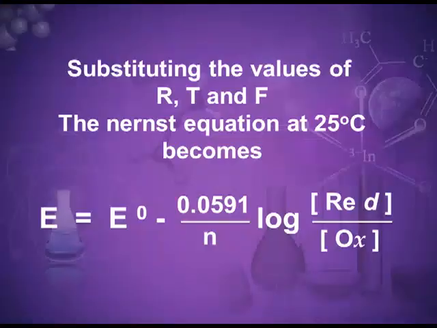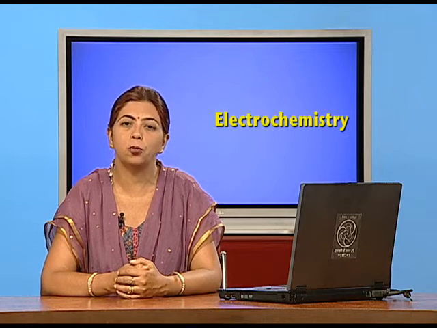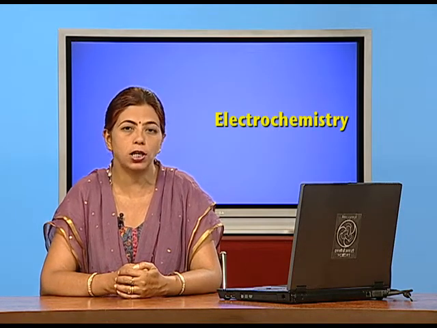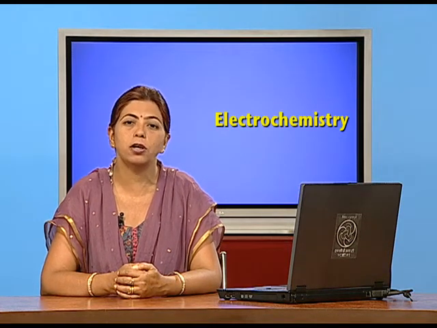When we substitute the values of R, T and F, then we get the Nernst equation as E equals E naught minus 0.0591 upon n log. The natural logarithm has been changed to base 10, that is log, concentration of the reduced state divided by the concentration of the oxidized state. This is the equation which you can use in the numericals, and the value of n will change according to the redox reaction, that is, the number of electrons lost or gained.